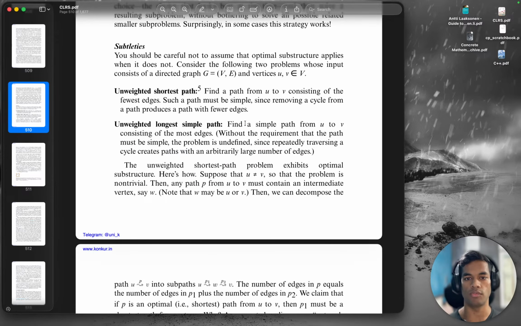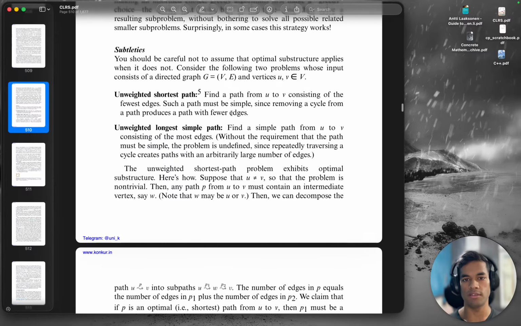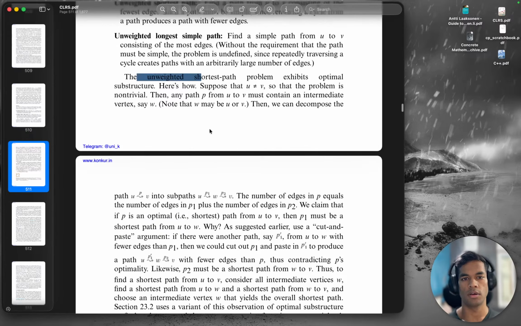Yep. So therefore this must be a simple path, and if it is a simple path, I guess we can apply dynamic programming. The unweighted shortest path problem exhibits optimal substructure. Yes, it does. Here is how. Suppose that u is not equal to v, so that the subproblem is non-trivial. Then any path p from u to v must contain an intermediate vertex w. Note that w may be u or v.